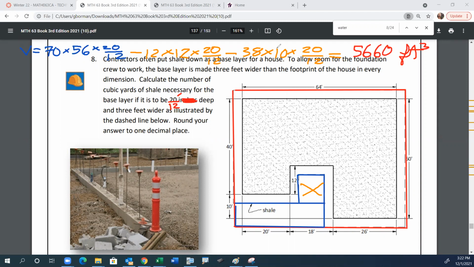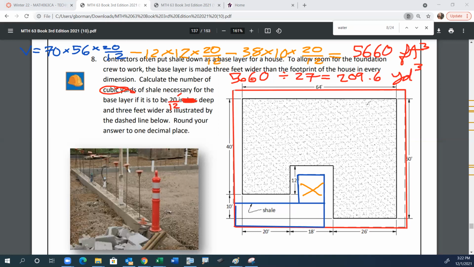All right, but it does say, hey, give us the answer in cubic yards. So we will divide by the 27, multiply by 1 cubic yard over 27 cubic feet. And that'll give us, let's see, to 1 decimal place, 209.6 cubic yards. That's a lot.